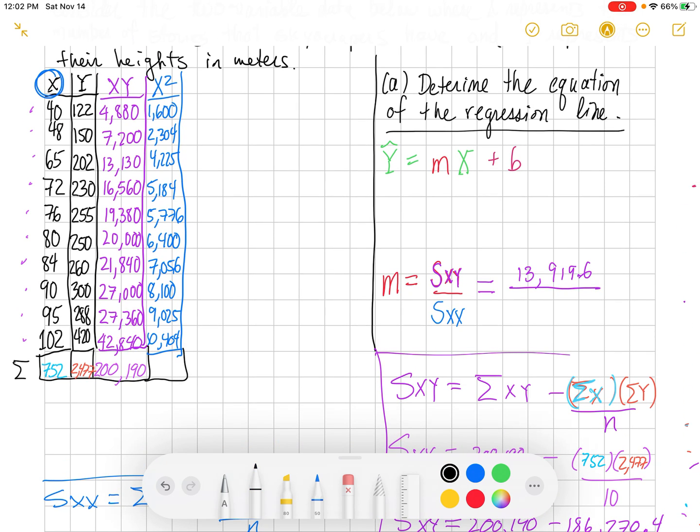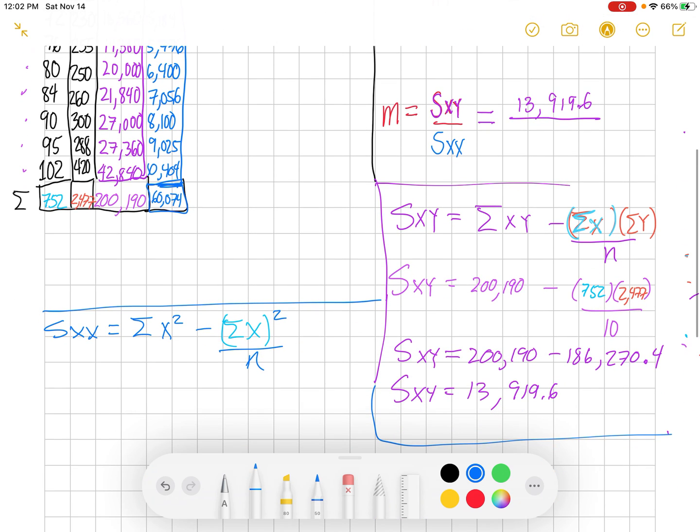So I'm going to add that column up to get my sum of the x squares, and what will I get when I add those numbers up? I've done this in advance, so I already know: 60,074 it looks like.